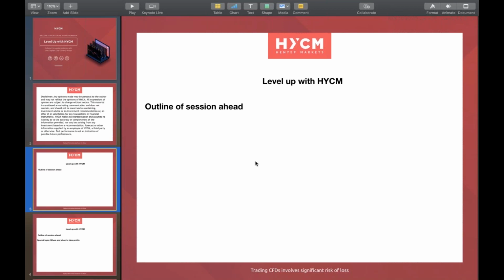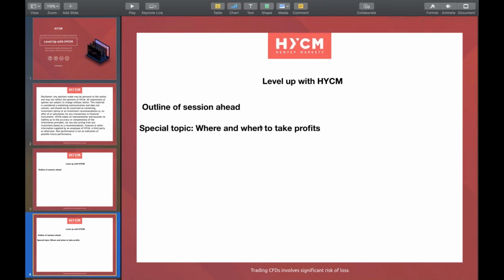The session that we have ahead is a special topic: where and when to take profits. Remember last week we looked at trading fresh sentiment, how to trade sentiment when it's fresh. Well, this week we're going to be looking at where and when to take profits. So it's going to be a helpful topic for you.